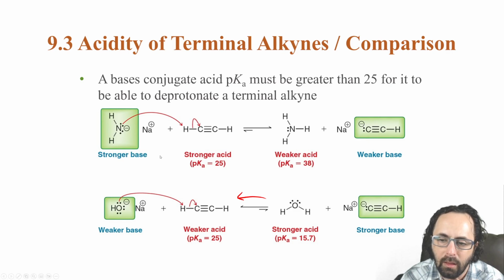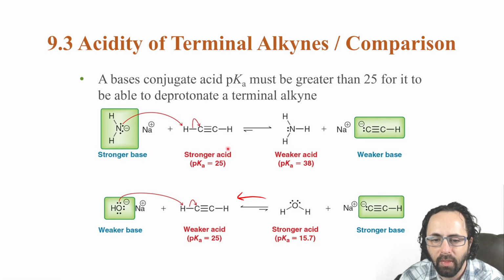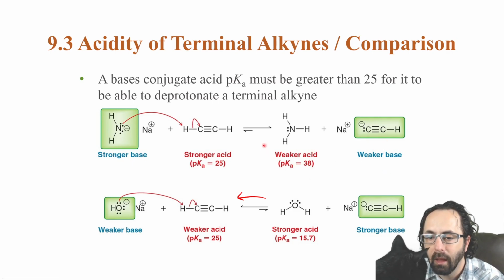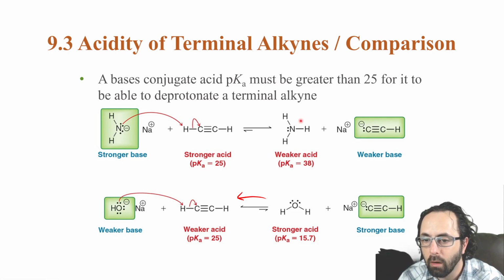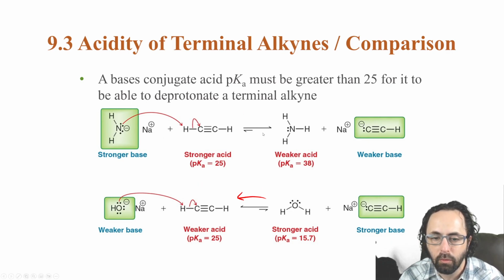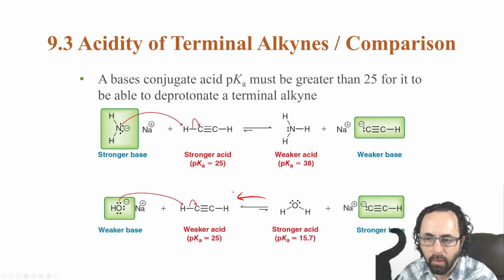But if we look at the pKa's, we can see that the pKa of ammonia is significantly lower than that of the ethyne. And so this reaction, as all acid-base reactions do, proceeds from the stronger acid to produce a conjugate base here. And the conjugate base that reacts is then protonated to create this weaker acid, ammonia. So the reaction goes from the stronger acid to the weaker acid, meaning that this deprotonation with amide will move forward, but with hydroxide it will not.